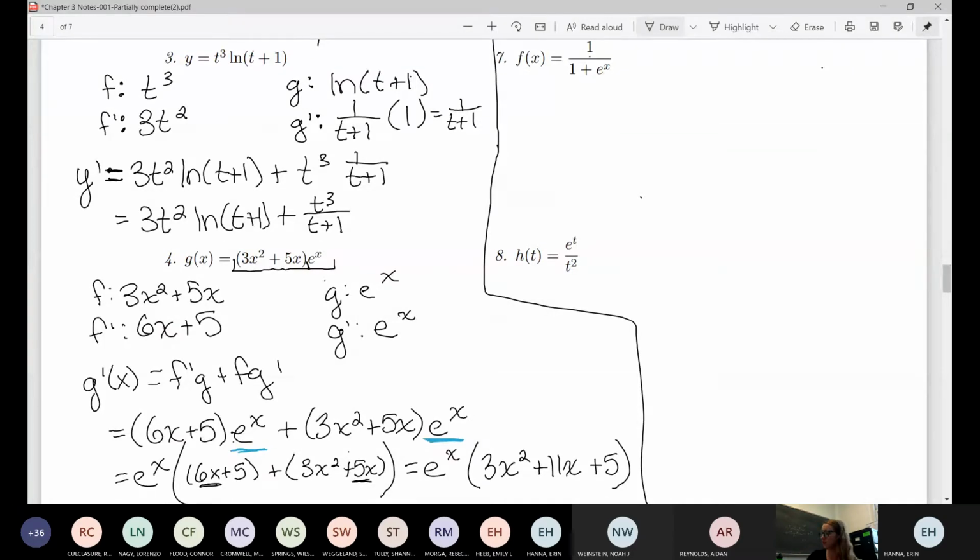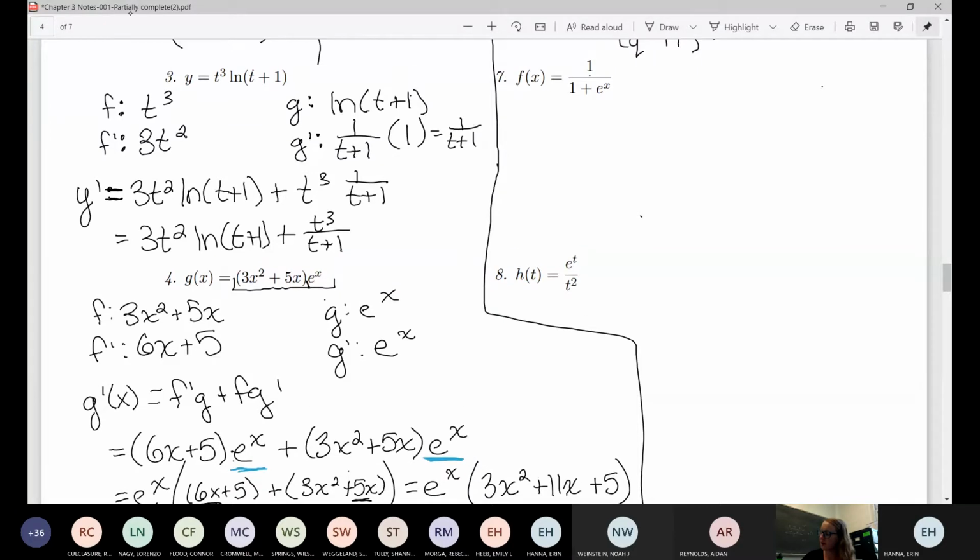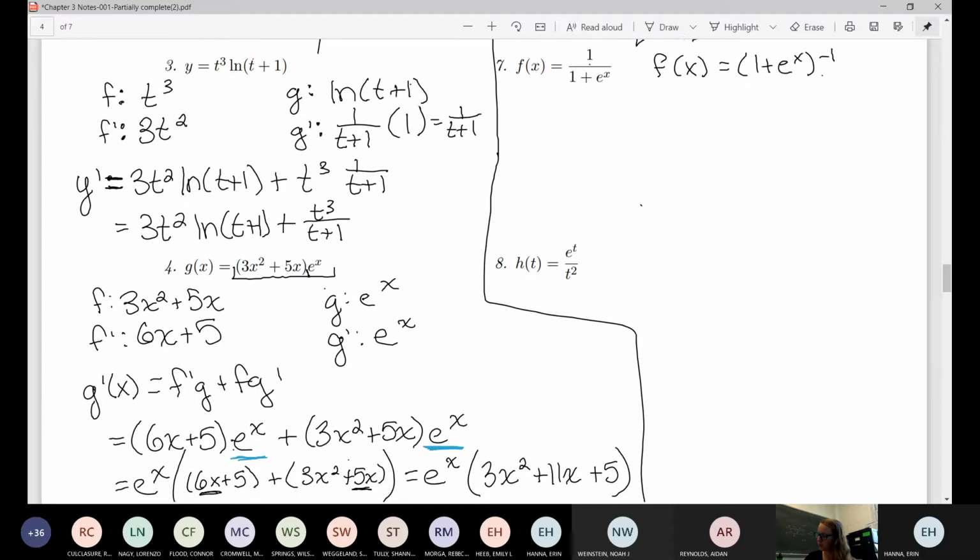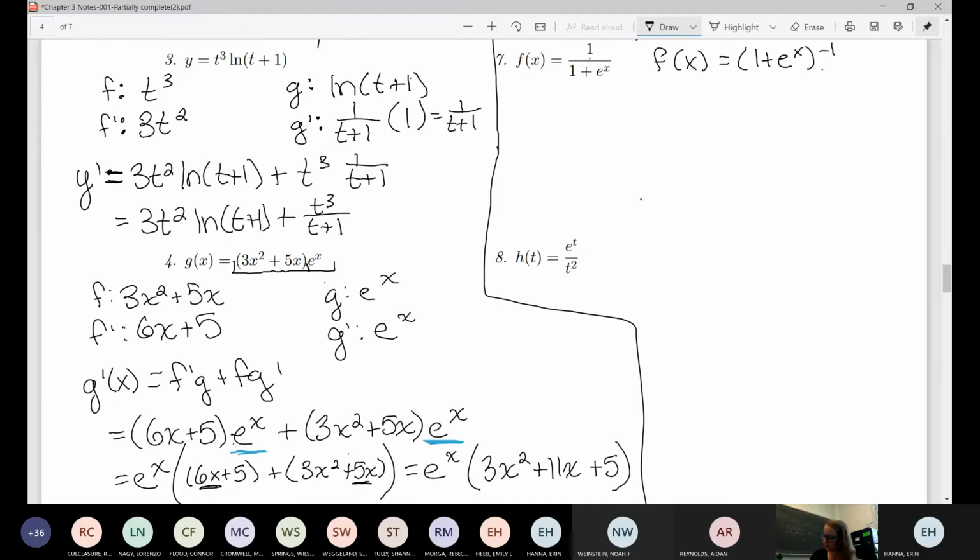Well, in this case, it wouldn't even be a product rule, because if you were to use that, you would have f of x is 1 plus e to the x to the negative first, and that would actually just be a chain rule. But anyway, let's do a quotient rule on that. So our numerator is 1 and our denominator is 1 plus e to the x. So we have our f and our g.